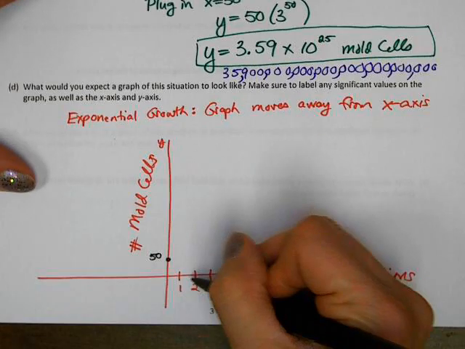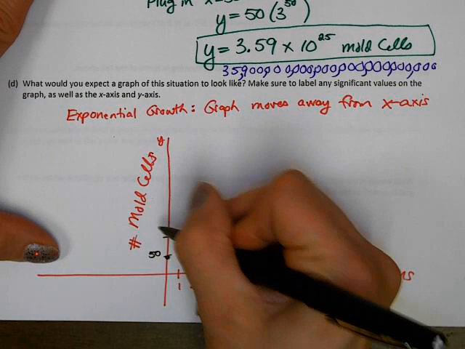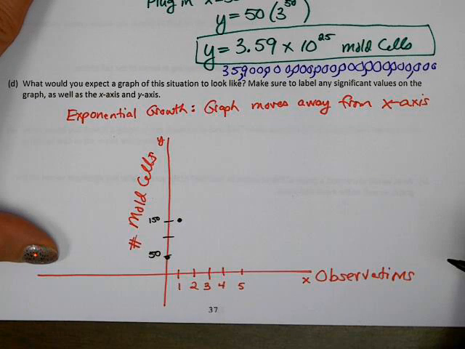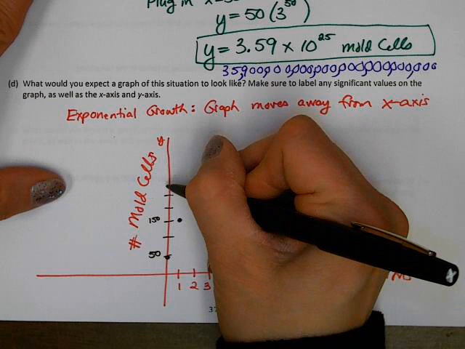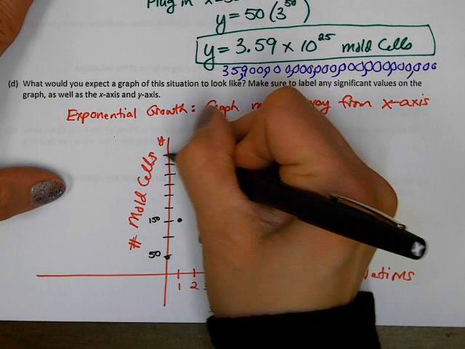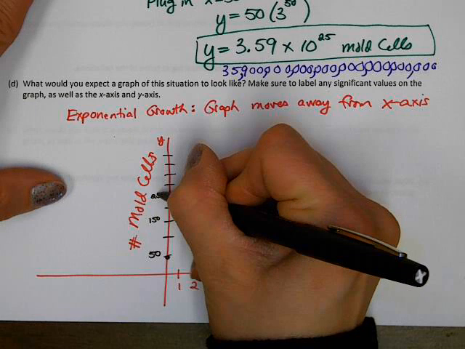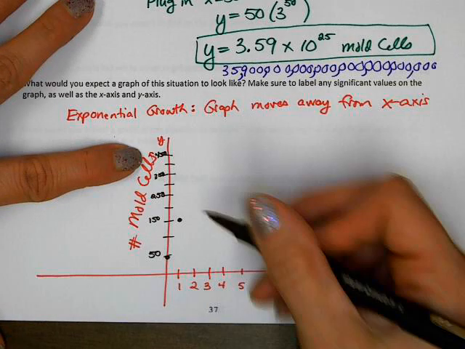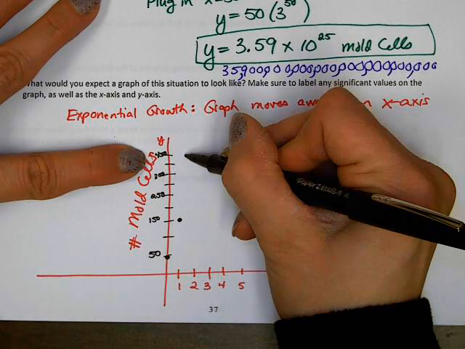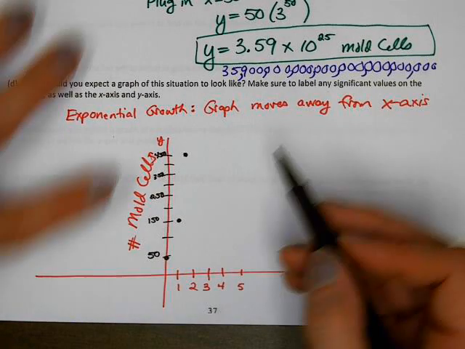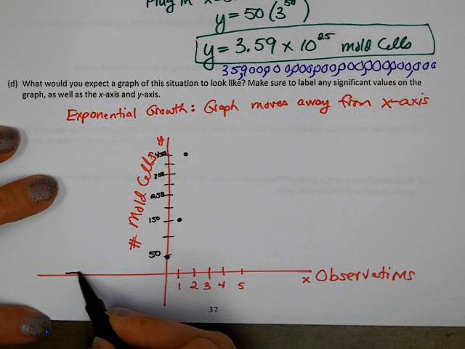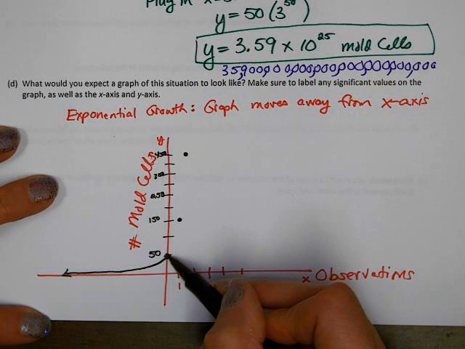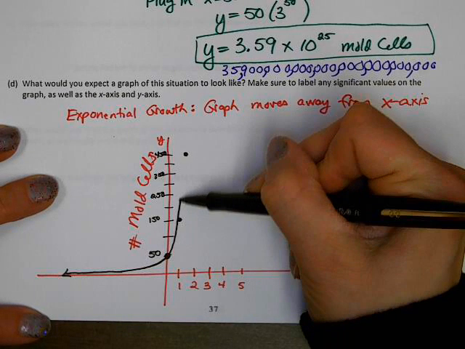So after one observation, this is 50, 100, 150. Now we're way up here. 200, 250, 350, 450. So we're going by 50s. The next one after two observations, we're already up to 450. Okay, so this is exponential growth. It starts like this, really close to the x-axis. Okay, the starting value on the y-axis is very important. And then it starts getting out of control.